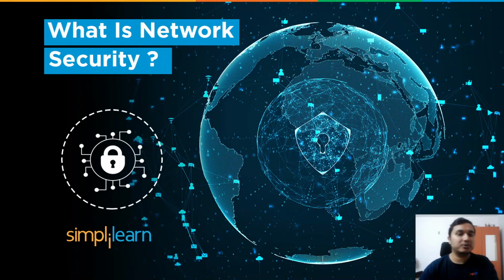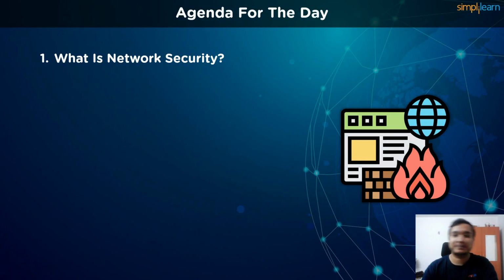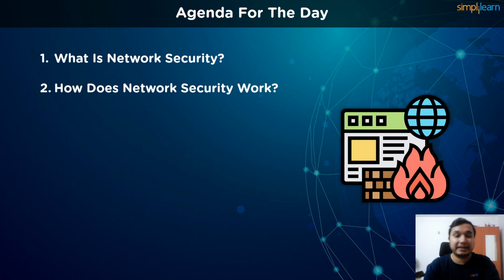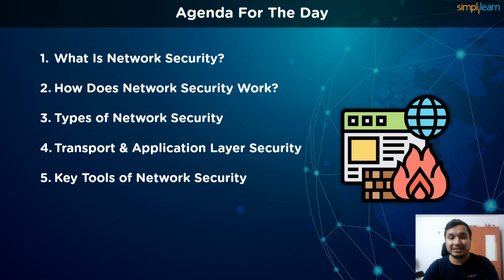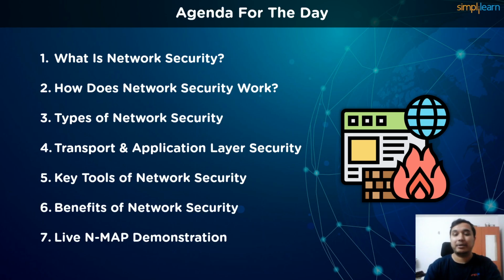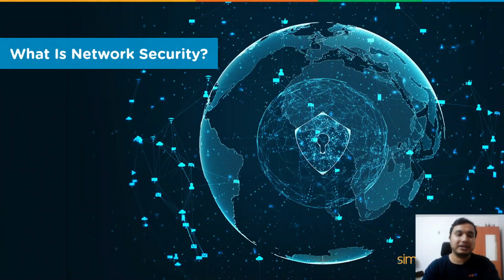Let's take a look at the topics to be covered in this video on network security, which is rising in popularity and importance. We start by introducing the viewers to network security and its basic definition. We cover the working of network security in the next section. Then we have the different types of network security, followed by a small introduction to transport and application layer security and the importance. Next, we cover the key tools in network security, the benefits, and a live demonstration of how nmap can scan hosts and aid in ethical hacking. So let's start with the first topic for the day, which is an introduction to network security.